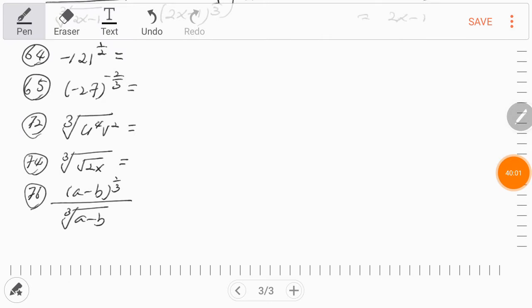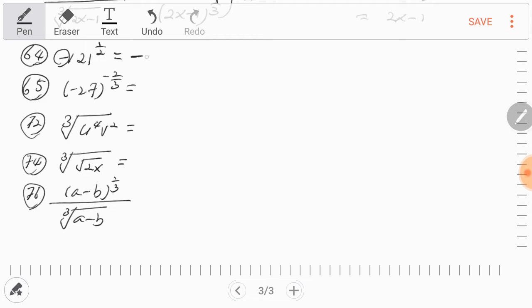Okay, let's try this exercise. Negative 121: the negative is outside the exponential form, so put the negative sign outside. And 121 to the 1/2 power is what? 121 is 11 squared, and this was raised to the 1/2. Then negative 11 to the what? Power to power, so multiply the exponents. 2 times 1/2 is 1, so that is equal to negative 11.